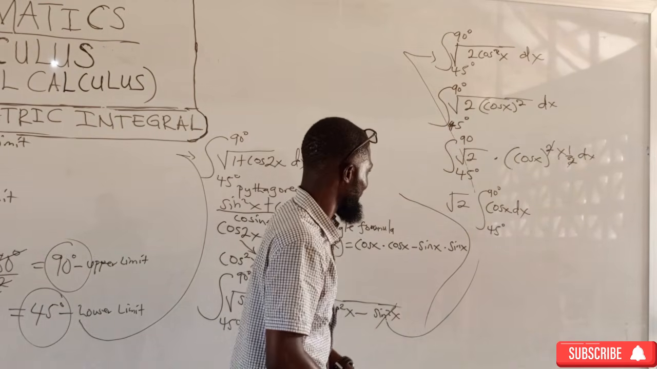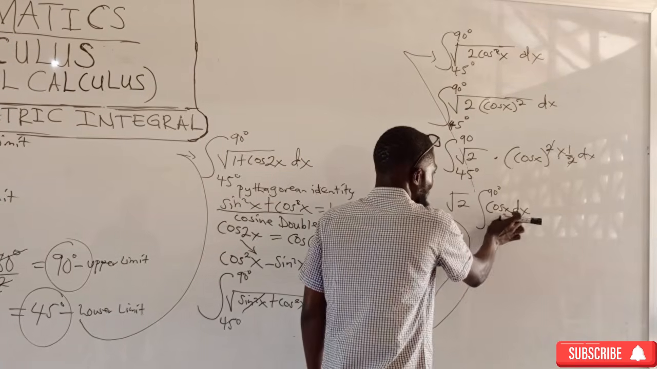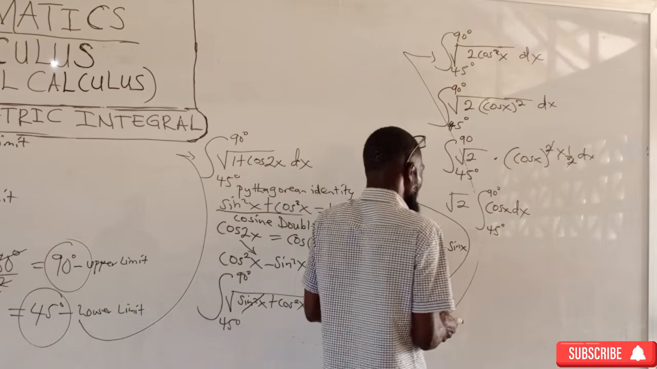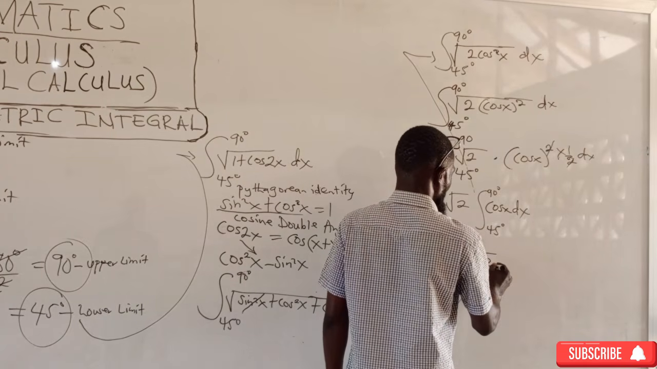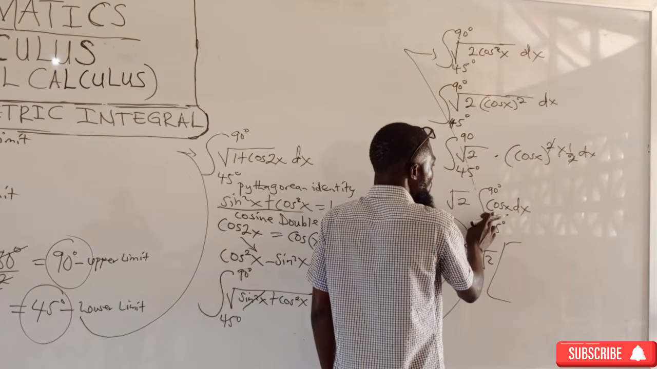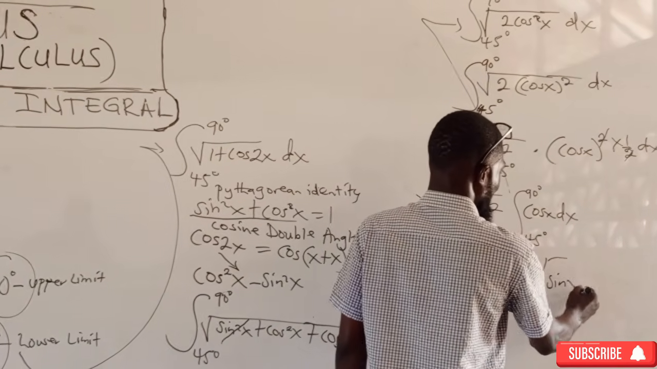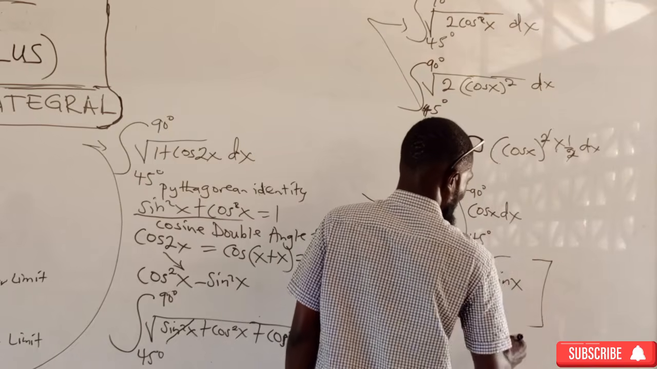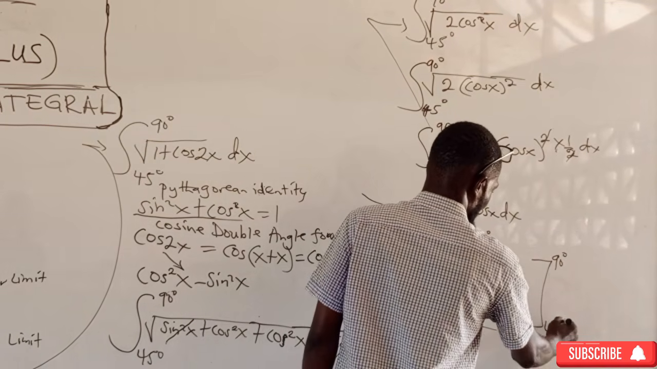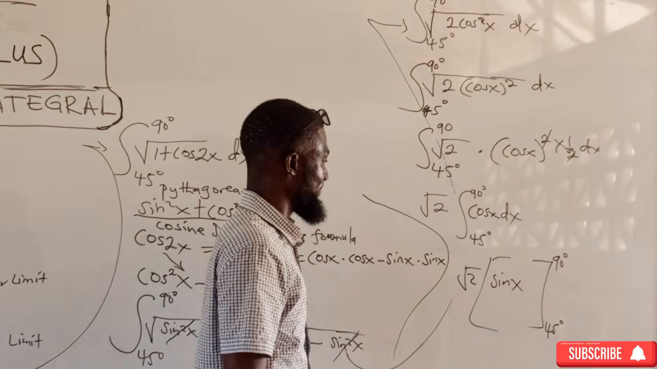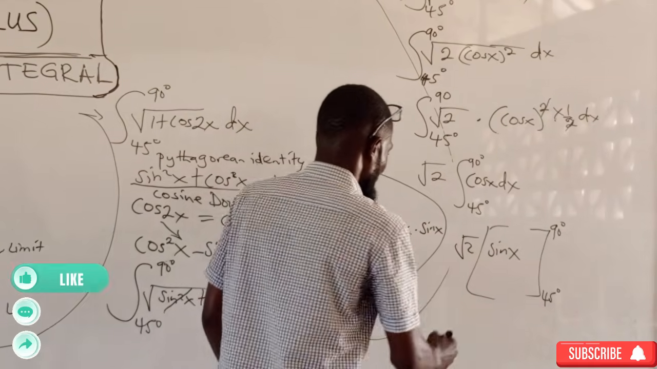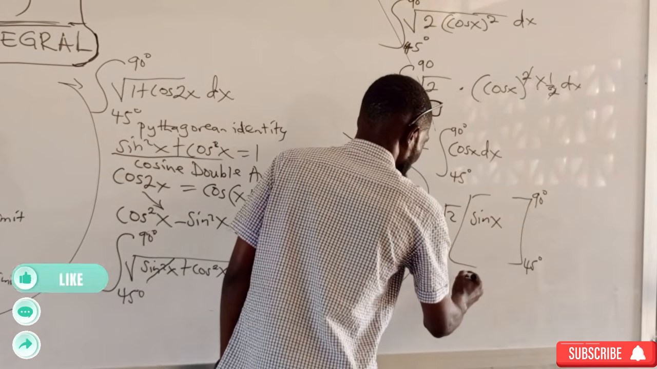Remember that the integration of cos x dx is just equal to sin x. So in our mind, we have the square root of 2, bracket open, the integration of cos x dx is just sin x, bracket closes. Remember, we have our upper limit to be 90 degrees and our lower limit to be 45 degrees. Here I'm going, ladies and gentlemen, to solve our problem. We see the square root of 2.